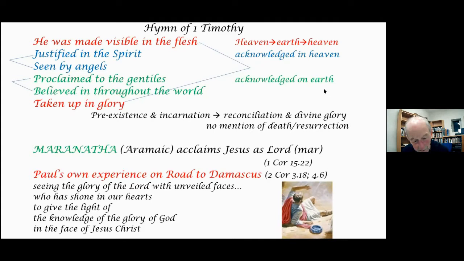Is it the same event? I think it is. What about the 14 years? Our knowledge of the chronology of Paul's journeys and of his letters is so uncertain that I'm inclined to view these two as the same event.